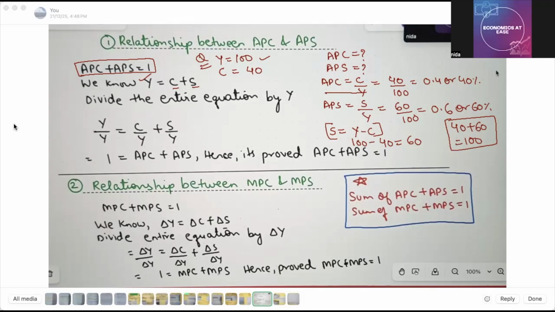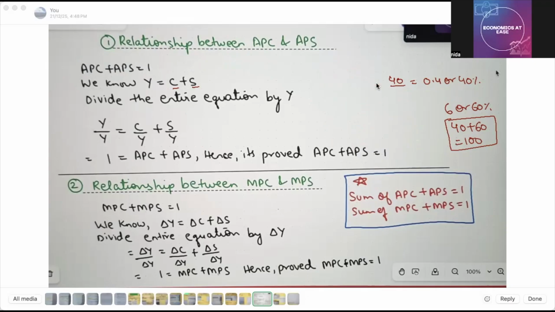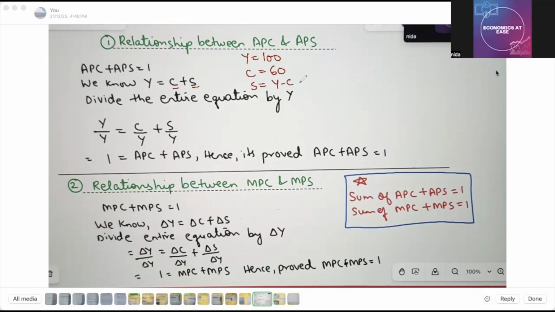Now let's discuss the other part very quickly. How do we prove that MPC plus MPS is equal to 1? With the help of the formula and a small numerical, I can prove that. For example, my income is 100, and out of that I consumed 60. Now how much will saving be? Saving is equal to Y minus C, right? So that comes to 40.